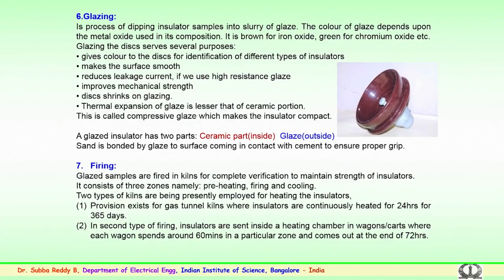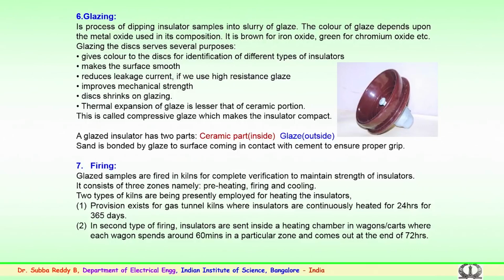Further to this, in the insulator process, glazing has to be done. The glazing is done on the surface of the insulator. The insulators which are obtained are dipped into a slurry of glaze. The color of the glaze depends upon the metal oxide and its composition. It could be brown for iron oxide, green for chromium oxide, etc.